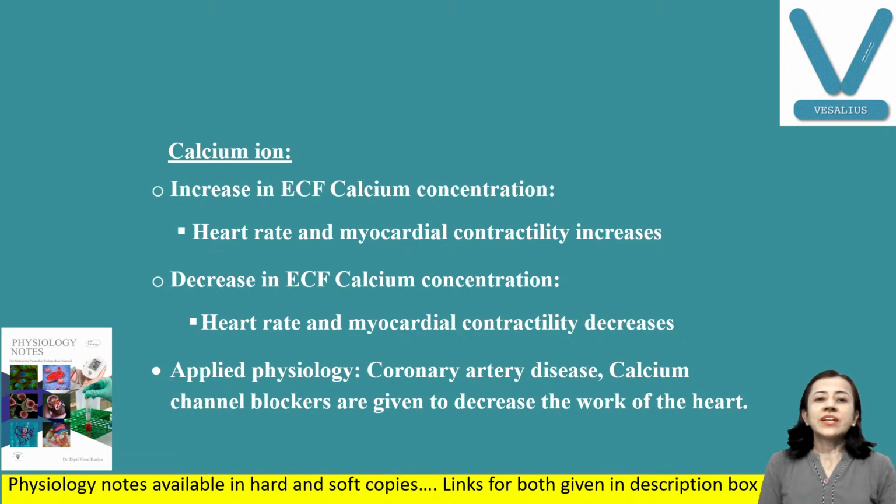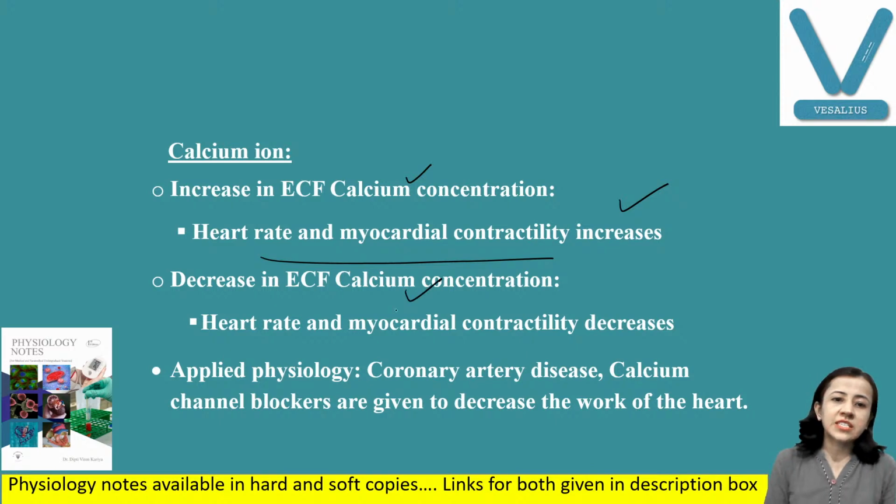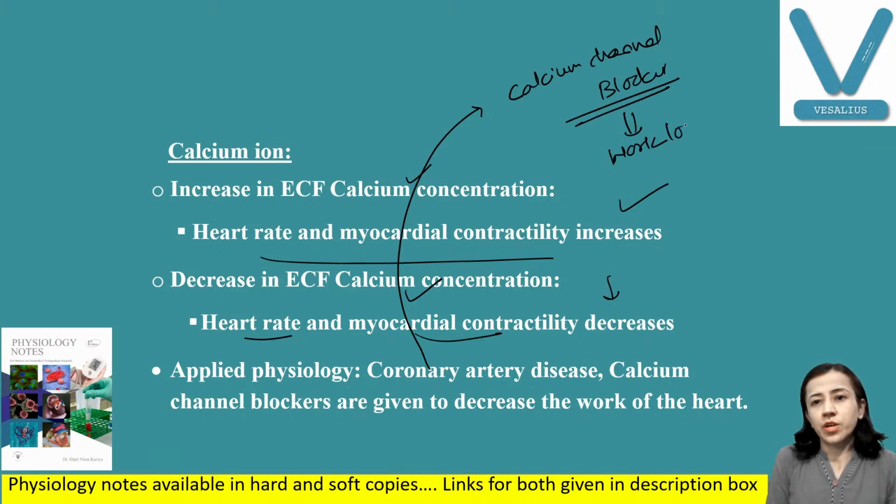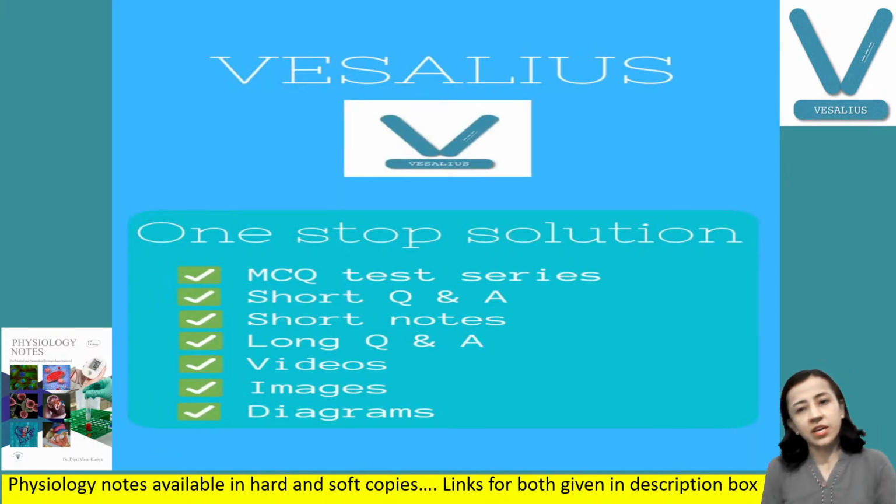Calcium ions: when calcium concentration increases, definitely heart rate and myocardial contractility increase, and when calcium concentration decreases, heart rate and myocardial contractility decrease. The applied aspect here is that in cases of coronary artery disease, calcium channel blockers are given. They block the calcium channels. So you can say that workload on the heart is reduced. Workload on the heart is decreased. So this is all about the property excitability. For the next property we will discuss automaticity, and autorhythmicity.